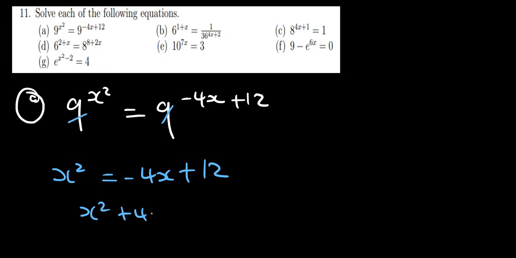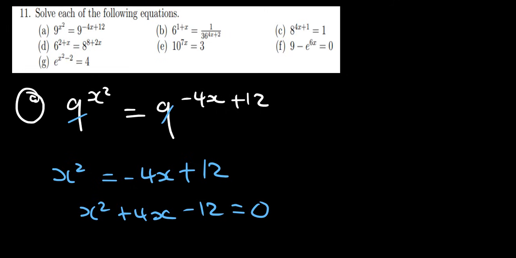They are very simple questions. The first one: we have 9 to the power x squared is equal to 9 to the power minus 4x plus 12. We notice that the base is the same, so we cancel this 9 and this 9. We remain with x squared is equal to minus 4x plus 12. We see that this is a quadratic equation. Let's take all the terms to the left side, so it will be x squared plus 4x minus 12 is equal to 0. Then we can solve this quadratic equation now.